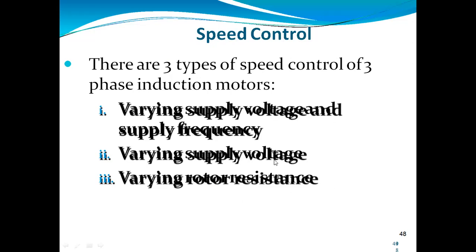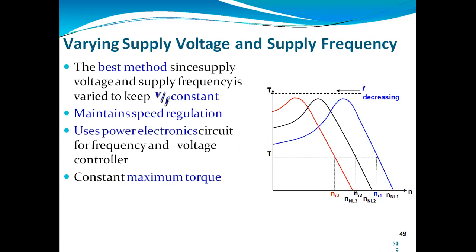If you get these equations, you can explain any method. You only need these equations: Ns equal to 120 F upon P, N equal to Ns into (1 minus S), and the torque equation T equal to 3 upon 2 pi Ns into E2 square R2 upon R2 square plus Sx2 square. With these equations you can solve the numericals and derive the speed control methods. So we can see them one by one. We will see the first method, varying the supply voltage and the supply frequency.